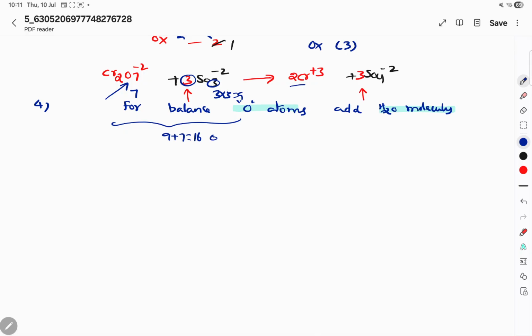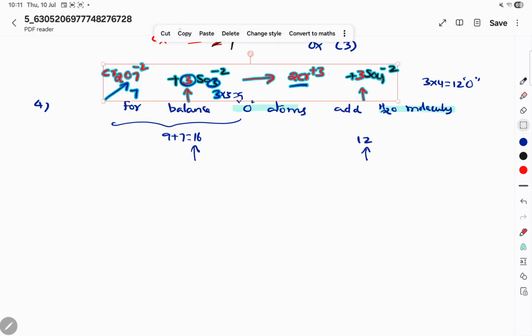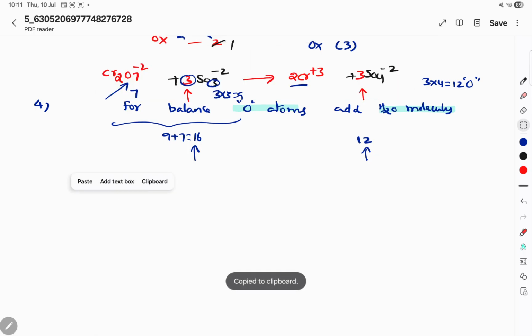And on the right hand side, chromium has no oxygen atoms. And here we have 3 4 just 12 oxygen atoms. So this side I have 16 oxygen atoms, this side I have 12 oxygen atoms. 16 and 12, what is the difference? 4 oxygen atoms deficient. At the deficient side, you can add the water molecules.